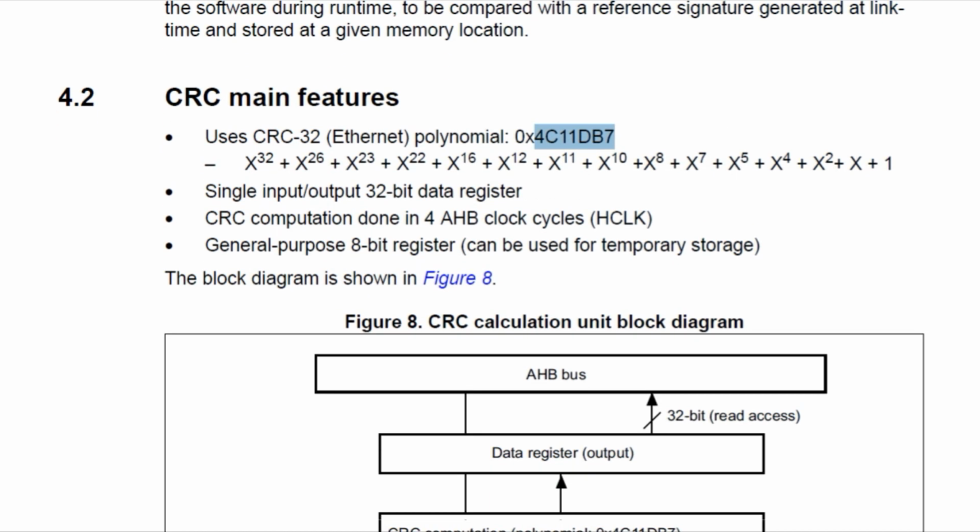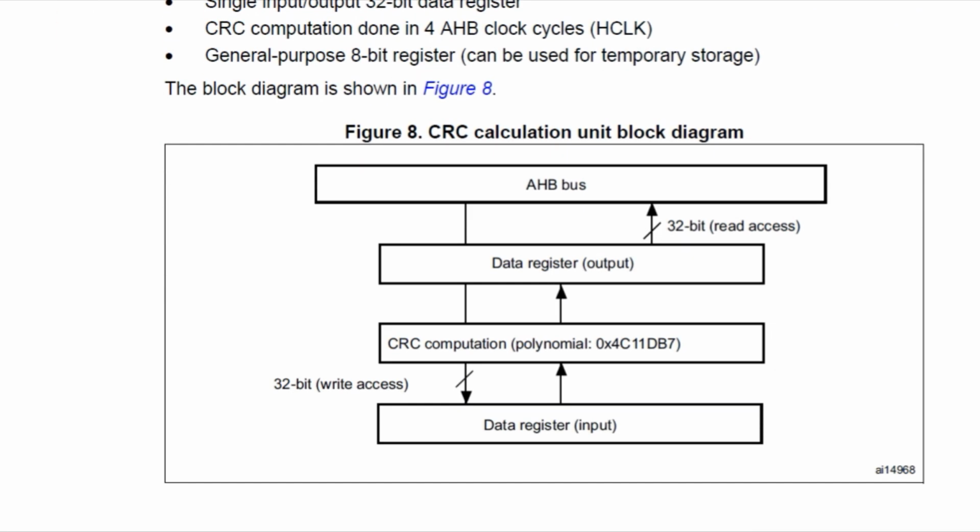Now if we go down to the block diagram, it has a data register. We input our 4 bytes, which is 32 bits, into the data register. Then it will calculate a CRC checksum, and we read that from the data register output. This data register up here and this data register are the same address. So we just write to it, it will calculate the CRC checksum, and then we read the same register and get the CRC checksum. Next we're going to go online to a CRC calculator and do some calculations, and then we can compare them to the CRC checksum when we write our code.